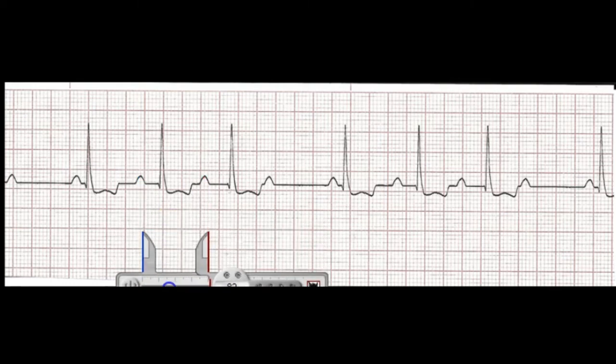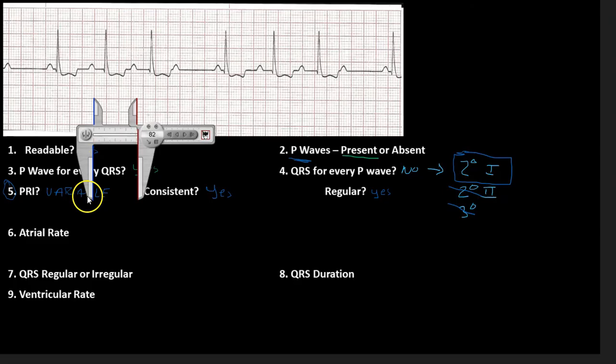And when I measure my P to P, here's 300, 150, 100, here's 75. So if I take a look at this, there's 5, 10, 15, 16, 17. So again, I have 17 blocks. So I know that I put 1500 inside the box, and I divide that by 17, and I get an atrial rate of 88. Now, what did I do with this?